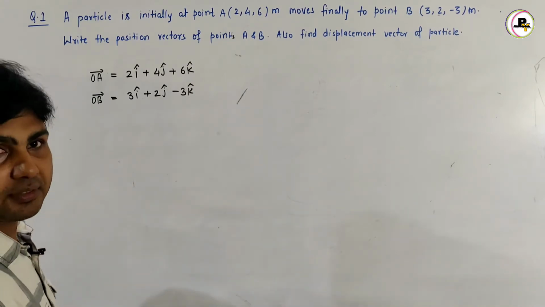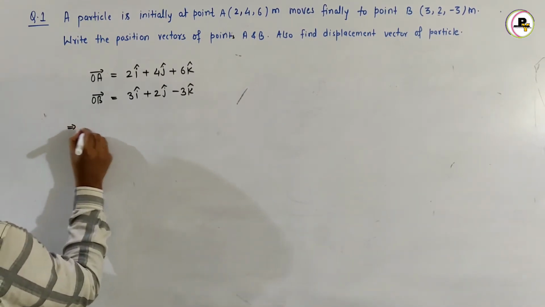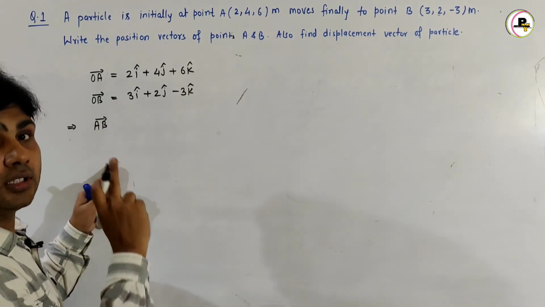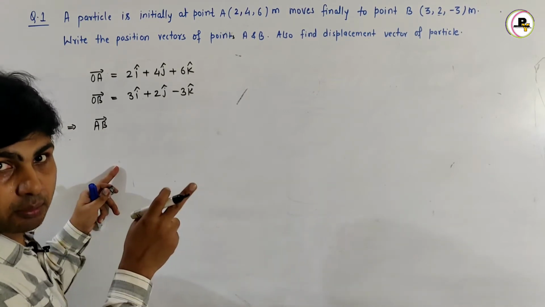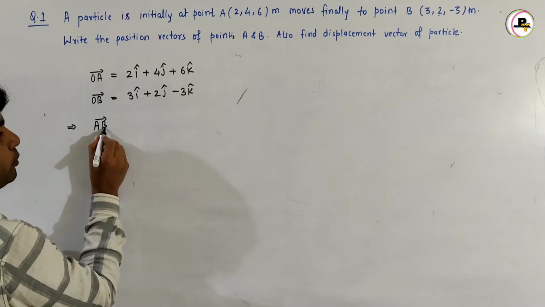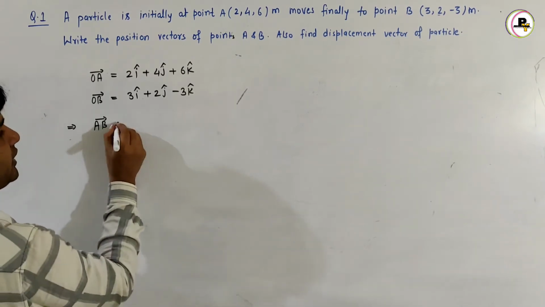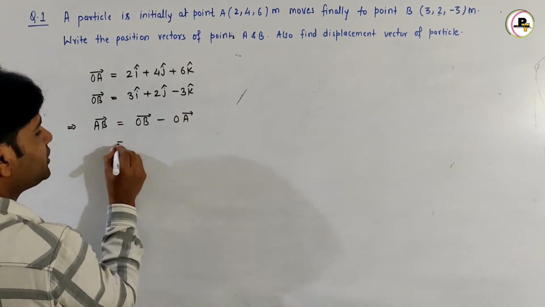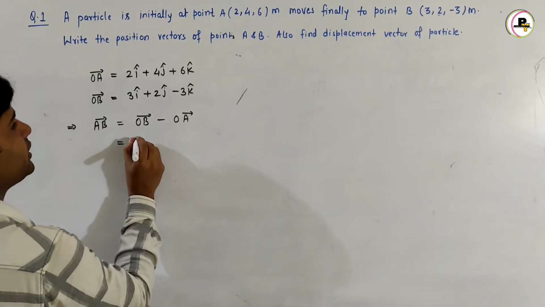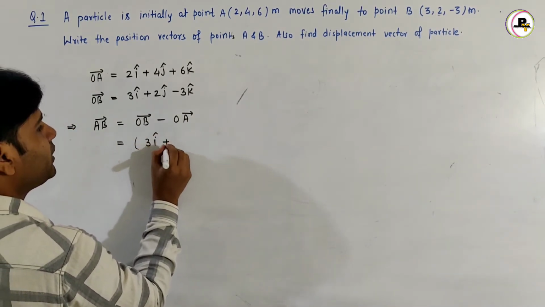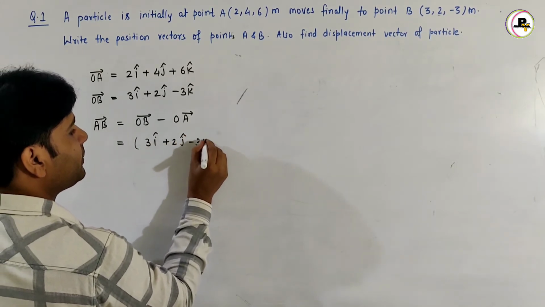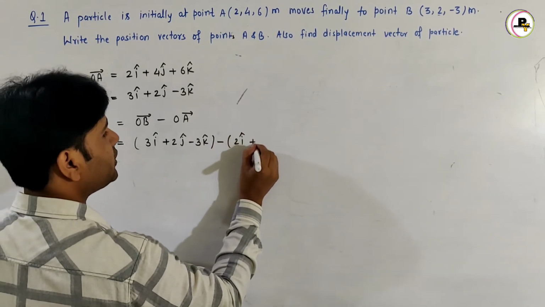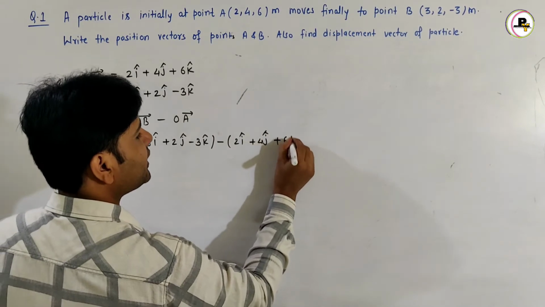Now I need to find the displacement vector of the particle. So what will the displacement vector be? It is AB vector. As I told, AB vector is equal to the position vector of the second point minus the position vector of the first point. So which is the second point? Point B is the second point and point A is the first point. So I can write here OB vector minus OA vector. Now substituting the values of OB vector and OA vector, I get what? OB vector is 3i cap plus 2j cap minus 3k cap, minus, what is OA vector? It is 2i cap plus 4j cap plus 6k cap.